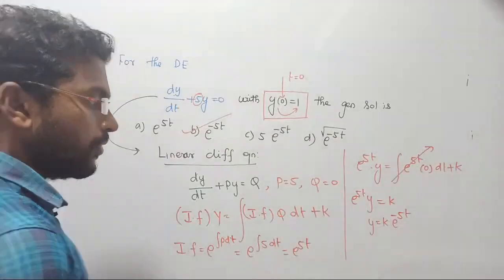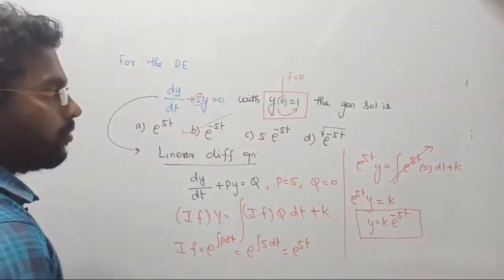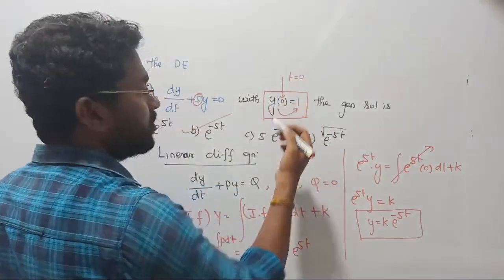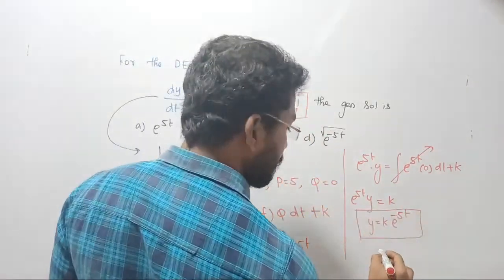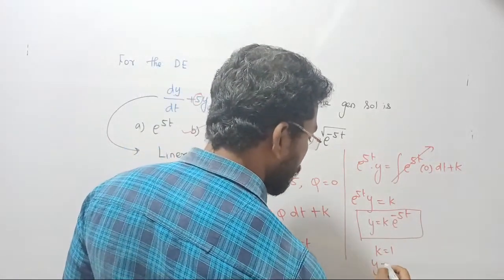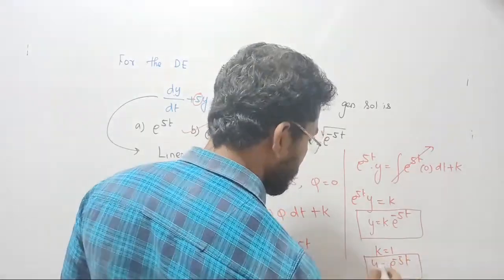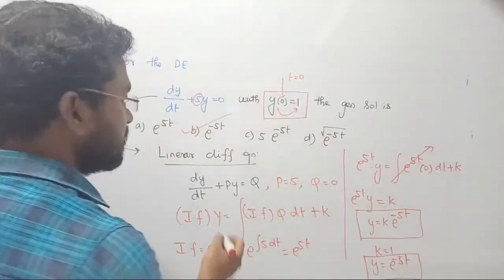What is the next step? We got the final answer, but this is the general solution. They have given a clue: at t equals 0, y equals 1. If I substitute that value, it clearly shows that k is 1. So y equals e power minus 5t. So our answer is correct, and it is option B.